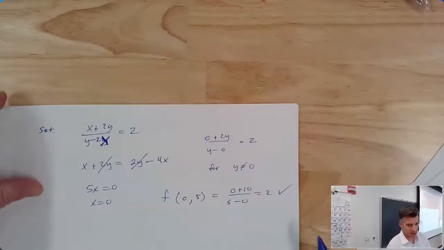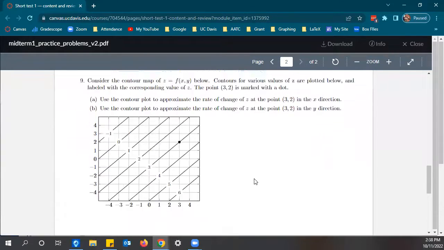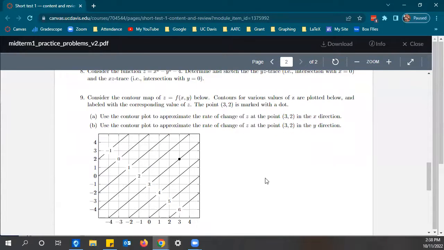Consider the map. Just in case everyone hasn't seen it, here's what it looks like. It says, consider the contour map of z equal to f of x, y below. Notice our level curves are lines, not circles. Contours for various values of z are plotted below and labeled with the corresponding value of z.